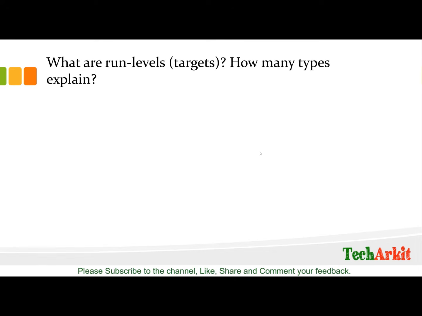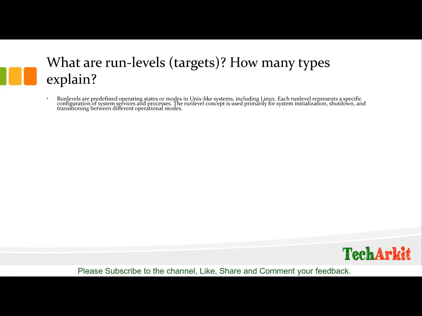What are run levels? Targets, which means in newer versions, from RHEL 7 onwards, they call it a target. In older versions like RHEL 6 and RHEL 5, they call it run levels. How many types? Explain. So the question is, what are run levels? Run levels are predefined operating states or modes in Unix-like systems, including Linux.